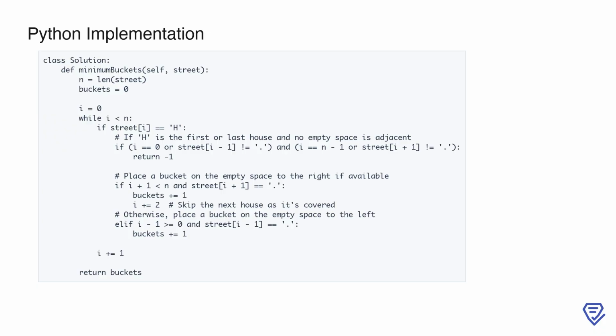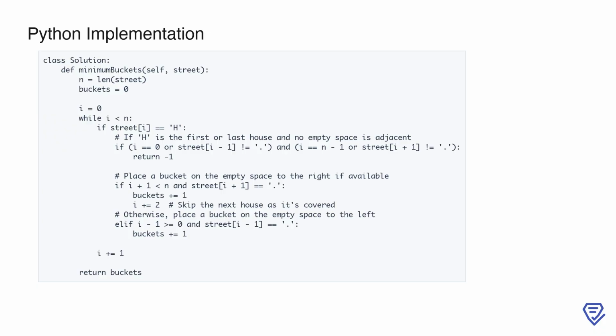1. Initialization. The variable n is initialized to the length of the street string, and buckets is set to 0 to count the total buckets used. The i pointer is initialized at 0 to traverse the string. 2. Main loop. The loop iterates through the string until the end. If the current character is a house, H, we need to check for adjacent empty spaces. If the house is at the beginning or end of the string, and no adjacent empty space exists, it is impossible to place a bucket. The function immediately returns -1.